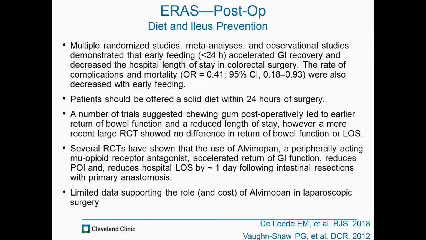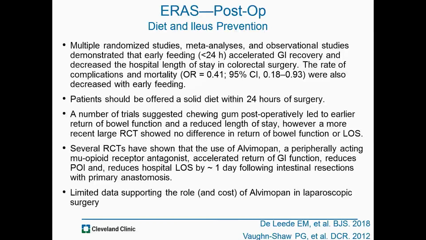A more expensive intervention, a significantly more expensive intervention, is the use of alvimopan. And alvimopan is a peripherally acting mu opioid receptor antagonist, meaning it acts in the intestinal tract to counteract the effects of both endogenous and administered opioids to reduce the incidence of ileus. And there have been several randomized controlled trials that have shown that in patients undergoing intestinal resections or primary anastomosis, it can reduce the hospital length of stay by about 1 day. And therefore, it is a part of many enhanced recovery pathways to include alvimopan.